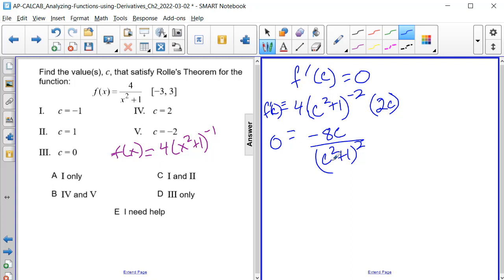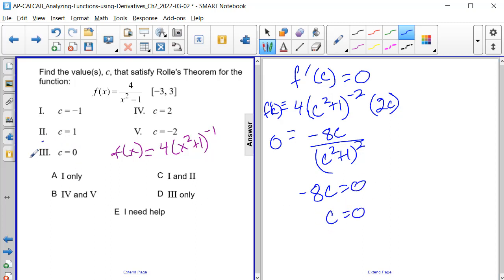And if we set this equal to 0, first the denominator, are there going to be any critical c values there? The answer is no, because whenever I square, say -3 or -2 or -1, I'm going to have a positive. Then I'm going to add it to 1 and square that value too. So the only critical value occurs where -8c is equal to 0, and that occurs when c is 0, or Roman numeral 3, or answer choice D.